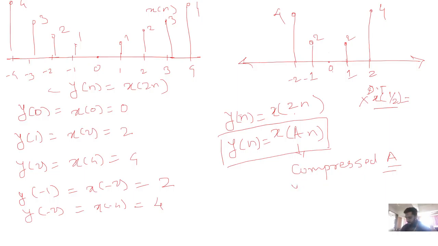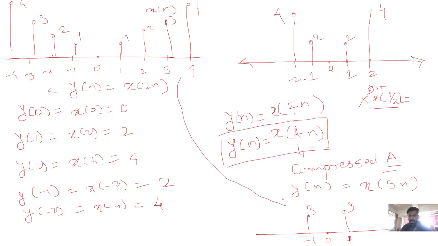But understand this, if I extend this compression parameter, I have to explain to you, y of n, if it is x of 3n, what will y of n look like? For y of 0 it will be 0, for y of 1 it will be x of 3, and for minus 1 it is going to be x of minus 3, okay? So this signal will look like this for y of n is equal to x of 3n. So it has been compressed by 3.